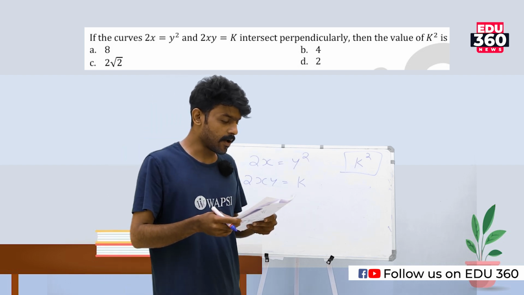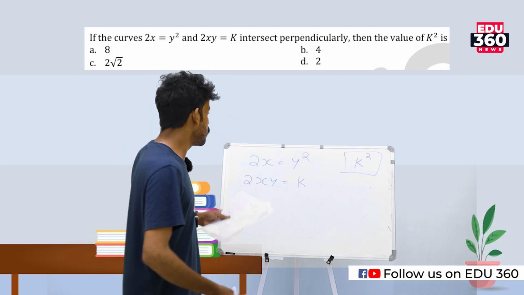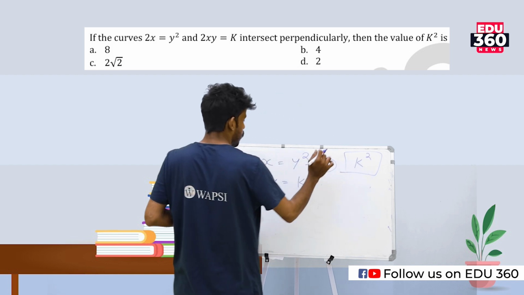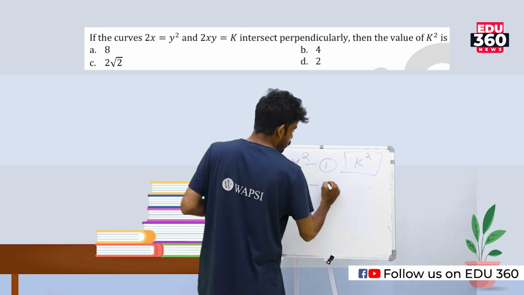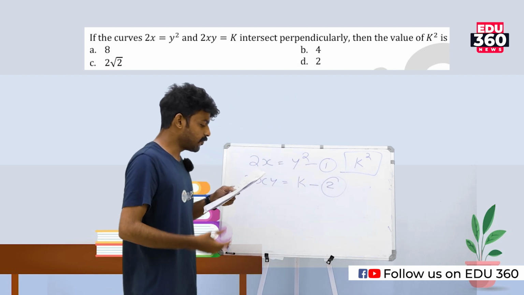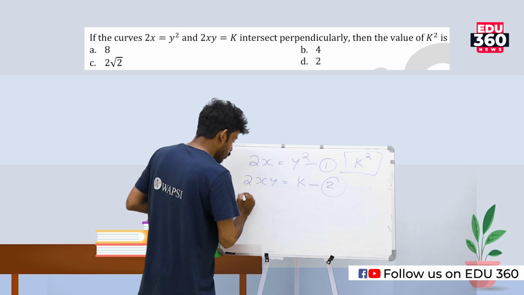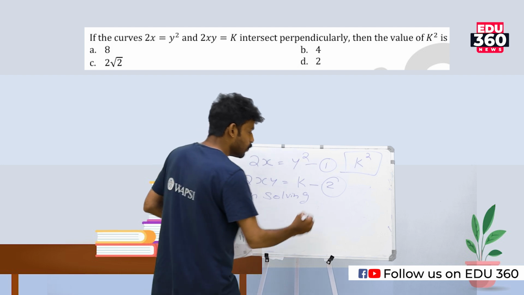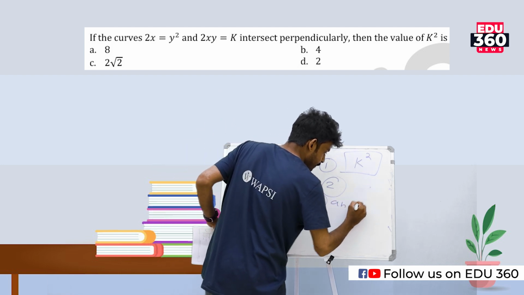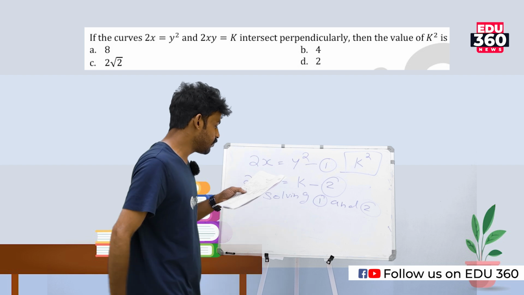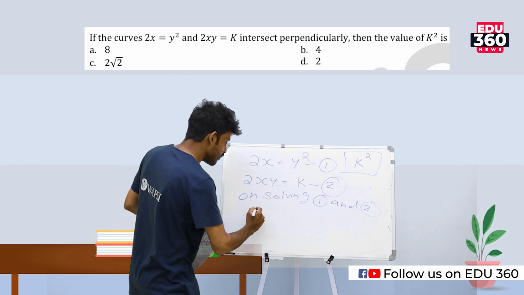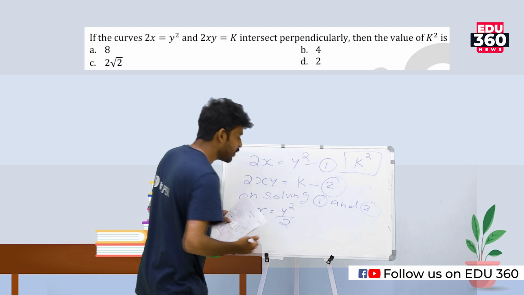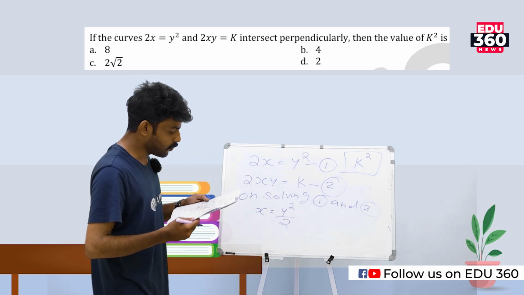So how can we find the value of k²? First of all, 2x = y². We can label it as equation 1, and 2xy = k as equation 2. On solving 1 and 2, from the first equation we can simply write x = y²/2.